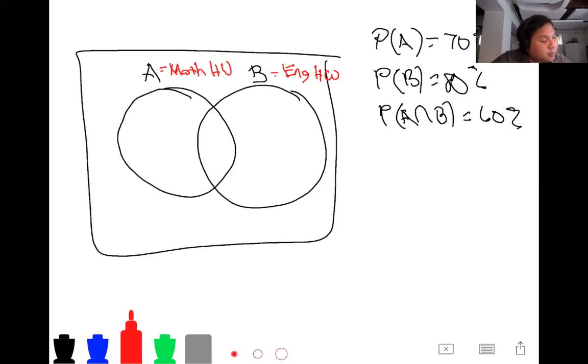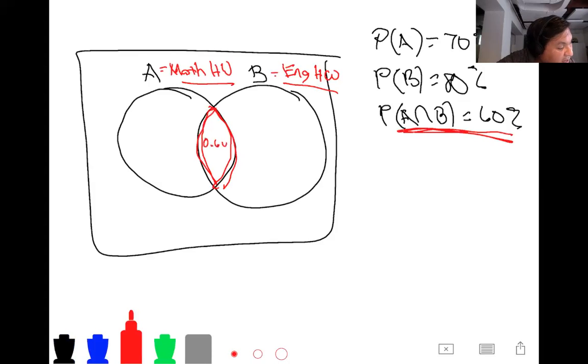First up, we always start with the overlap part, this one, which is the probability that both A and B happen. The probability that he does both math and English homework is 60%, as mentioned earlier. So this one is 60%, and we can leave it as 0.60. Now that we have that, we are ready to evaluate the probability of him doing only math, exclusively math, or the probability of him doing exclusively English.